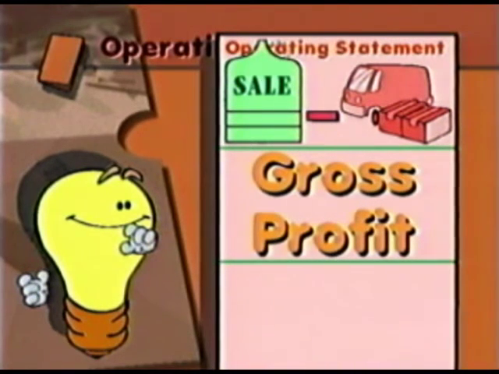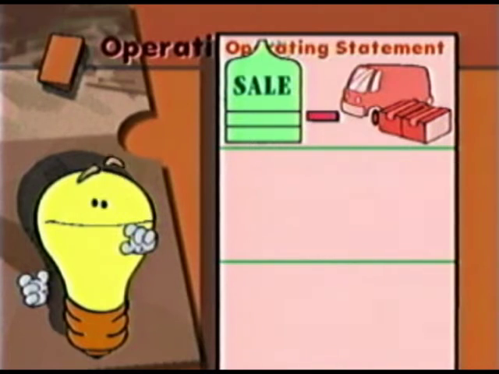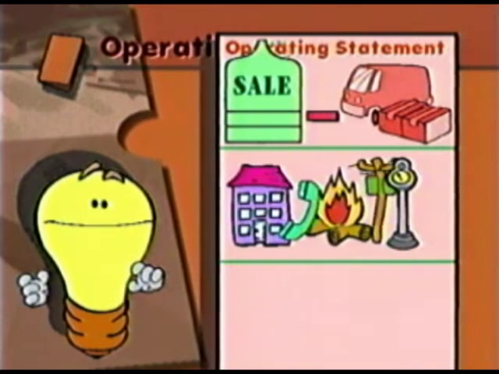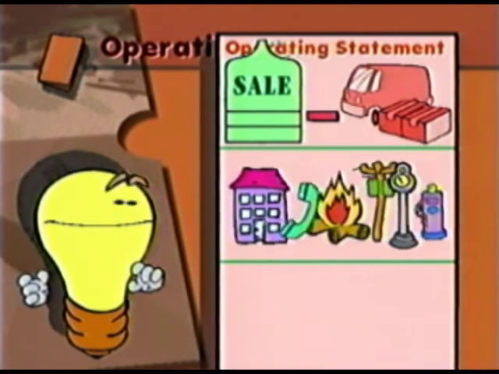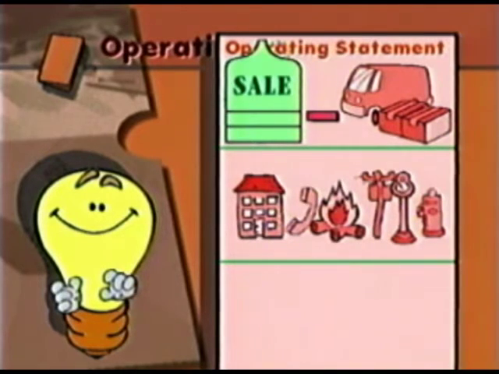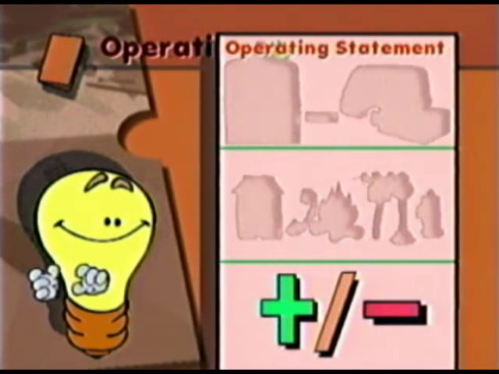Can you keep the gross profit? Not quite. Remember your rent? And what about your phone? Heat, hydro, parking, gas? And don't you deserve to be paid? These are operating expenses, the day-to-day costs of running your business. After deducting them, you're left with operating profit, money you can use to grow your business.